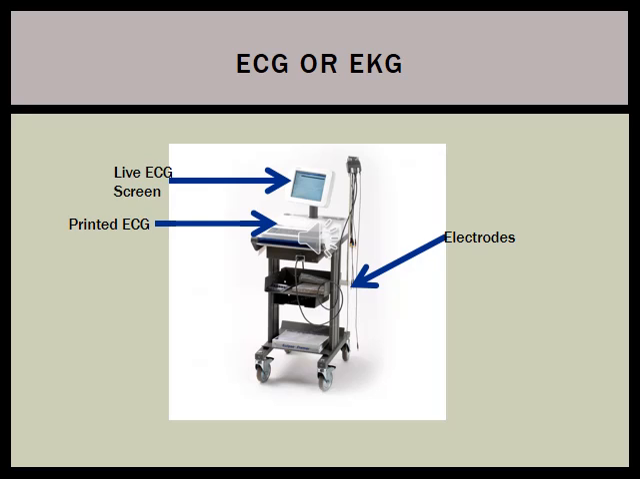We can also see if a person has had a heart attack in the past, if they are currently having a heart attack, or if there is any abnormal electrical conductivity. An ECG can then be printed. In exercise science, we can do ECGs at rest, or we can do ECGs during exercise. A lot of times, ECGs during exercise provide us with significantly more information than ECGs at rest.